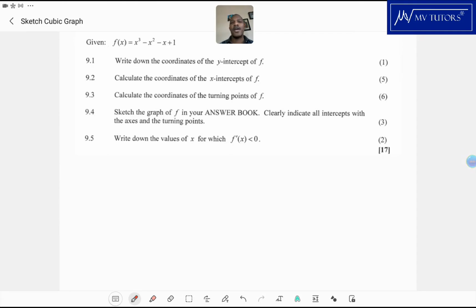Now, I like to start my sessions with a vision. And what's a vision, you say? It's basically just a past exam paper. The question that we are dealing with today has to do with sketching cubic graphs. So today we'll be doing a lesson on cubic graphs.